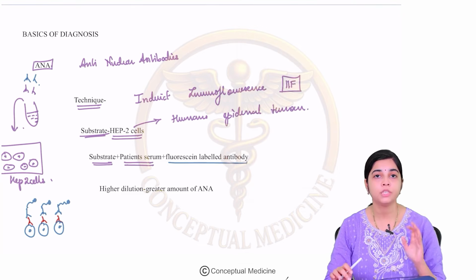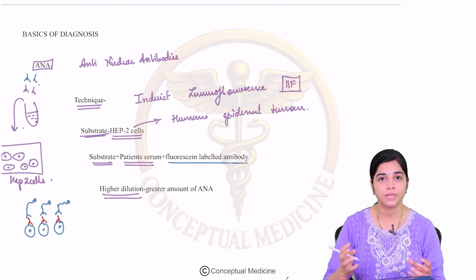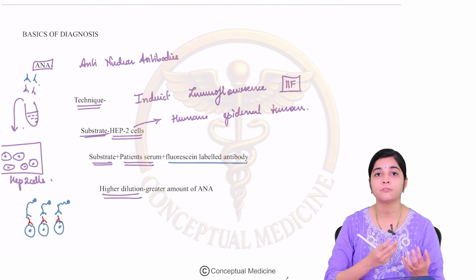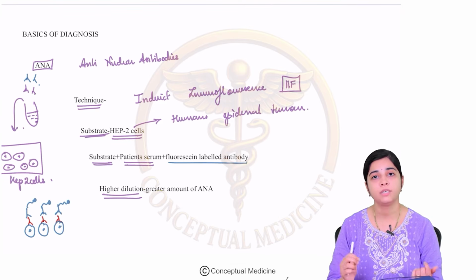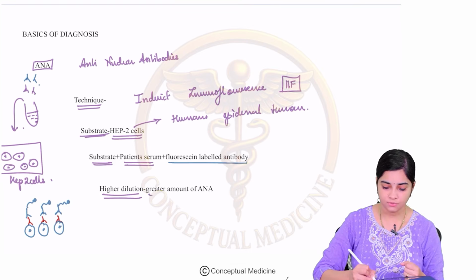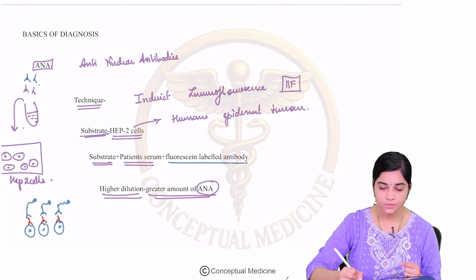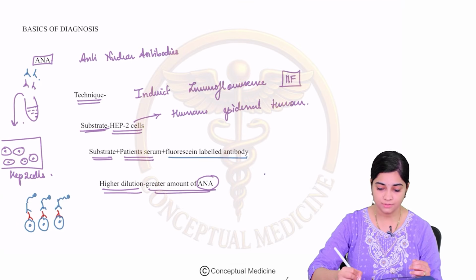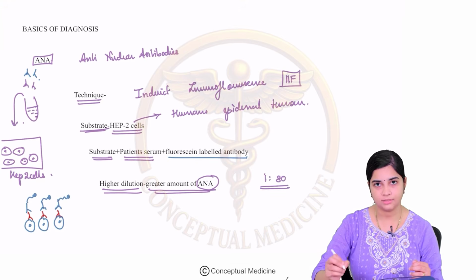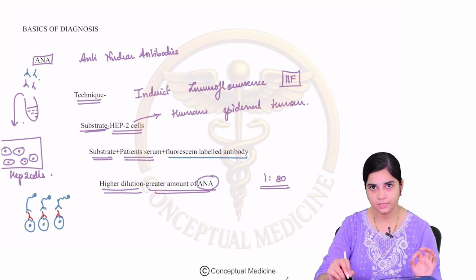Now, the report is usually in the form of dilution. So you put the serum and you keep on diluting the patient's serum, and if the fluorescence is there even at higher dilution, what does that mean? It means that the autoantibodies are present in a higher concentration. So higher the dilution, greater the amount of the anti-nuclear antibodies. So when is the ANA considered to be significant? If the titers are more than 1:80, then it is considered to be significant. So this is how you diagnose your anti-nuclear antibodies.